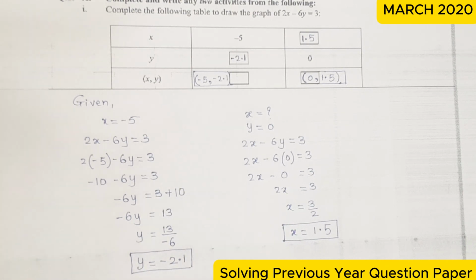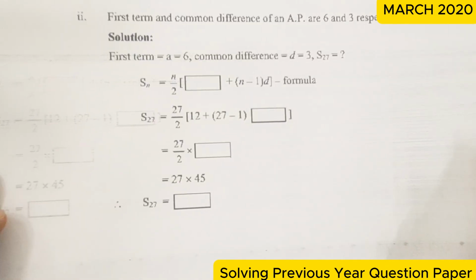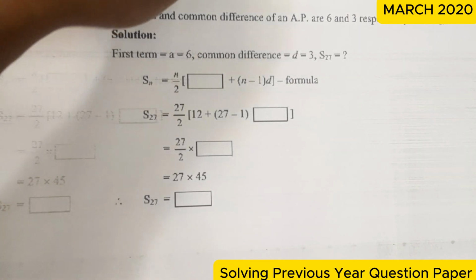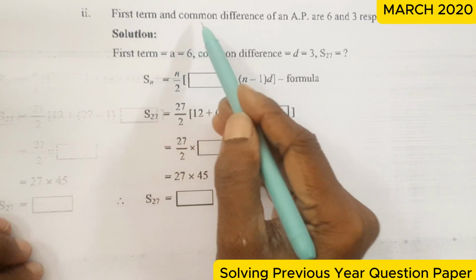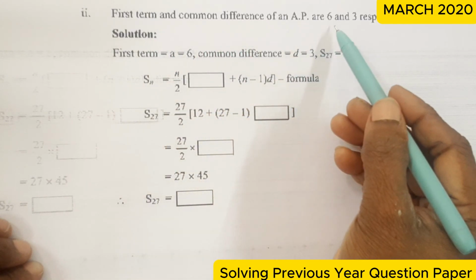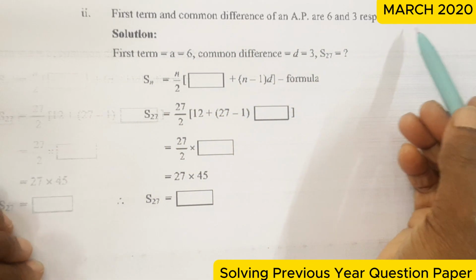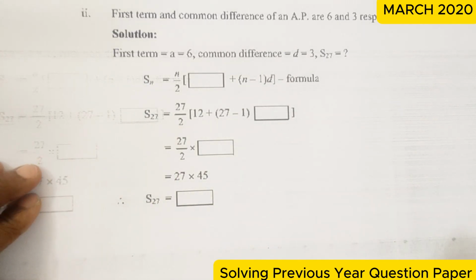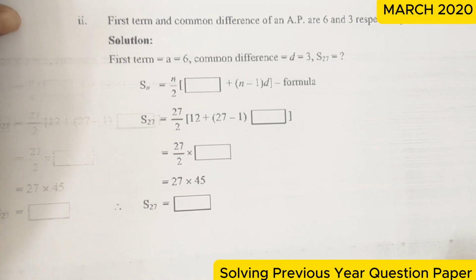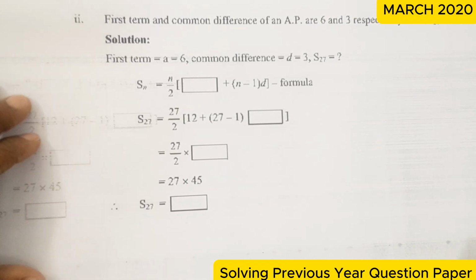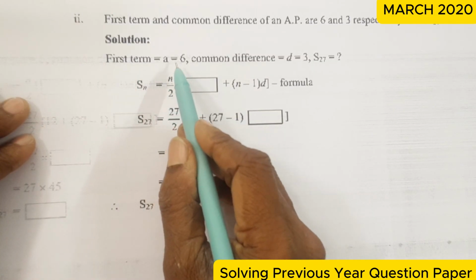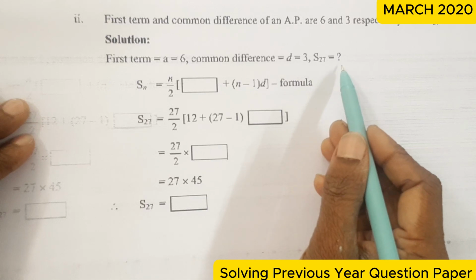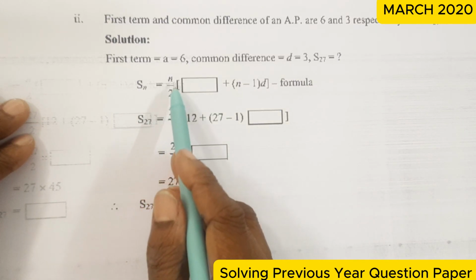Okay, so now the next example. Students, see this example. The second example from question 2: the first term and common difference of an AP are 6 and 3 respectively. Find S27. So the solution; this is the activity based question. We know very well that question 2A is based on activity. So first term a is equal to 6, common difference d is equal to 3, S27 is equal to question mark. So Sn is equal to n upon 2.